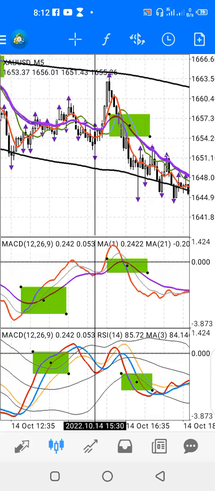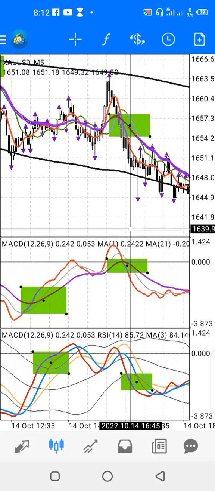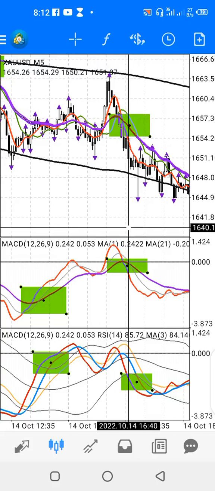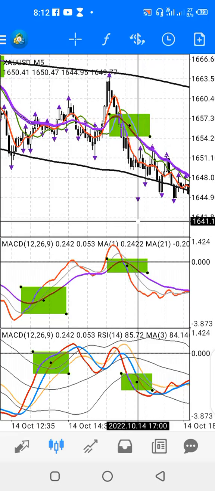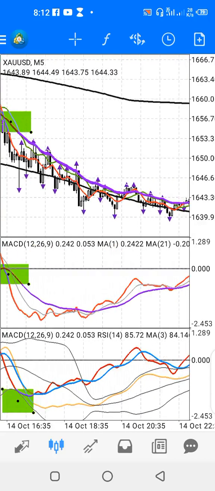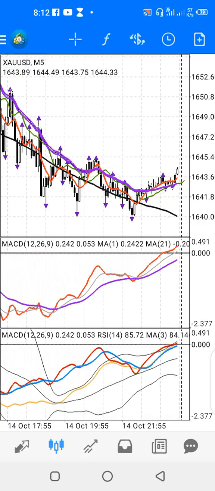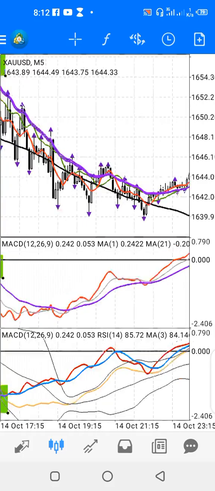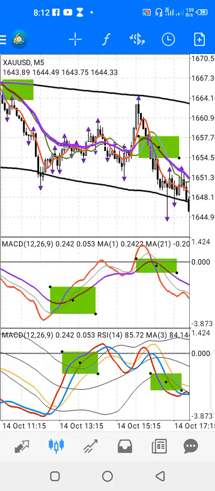You have the alignment of all signals. You can take your trade. If you take your trade around here, for instance, you can see if you sell, look at what price did. Price sold, and it's still selling. Okay, so that's basically how to use this strategy.